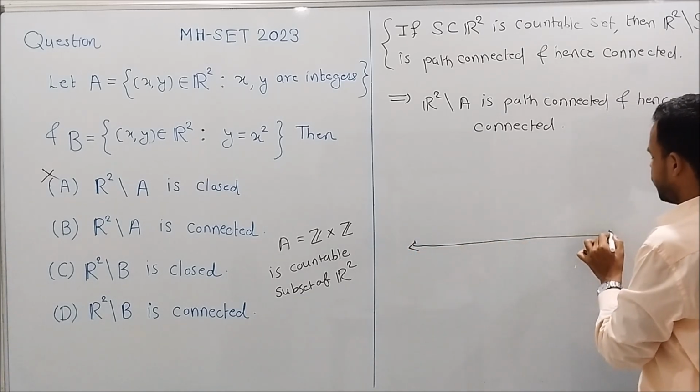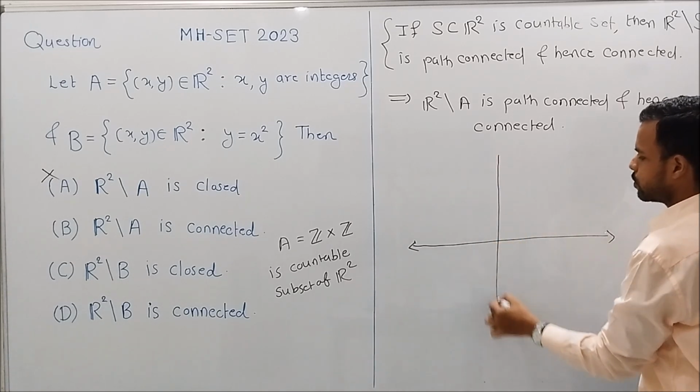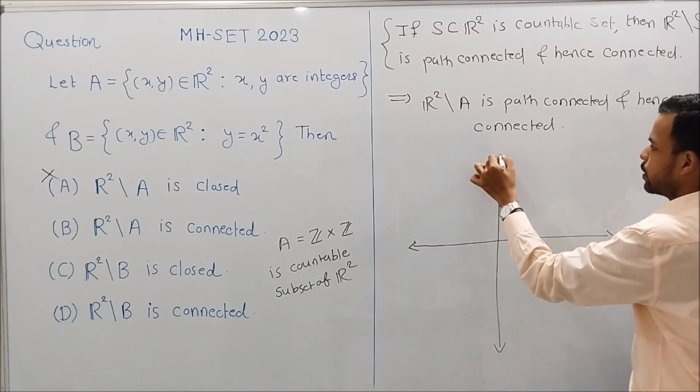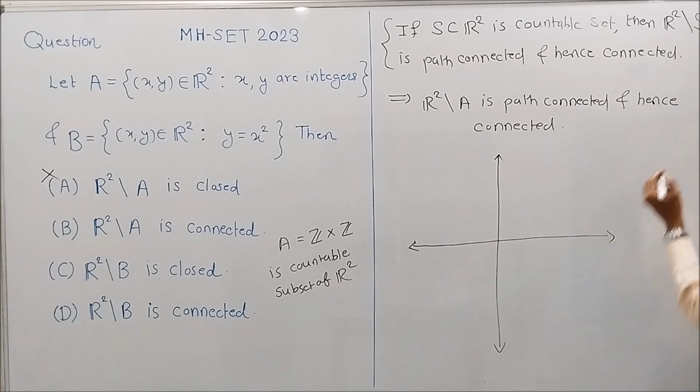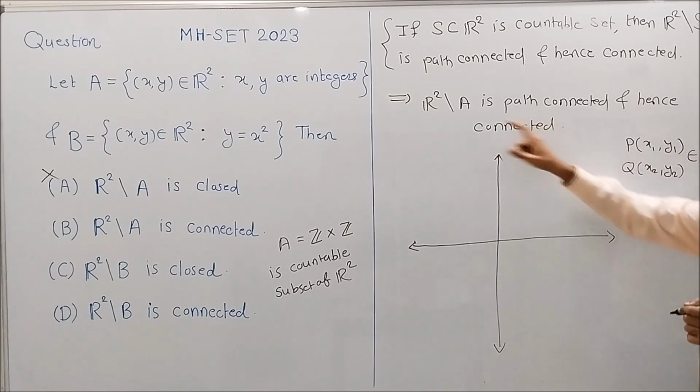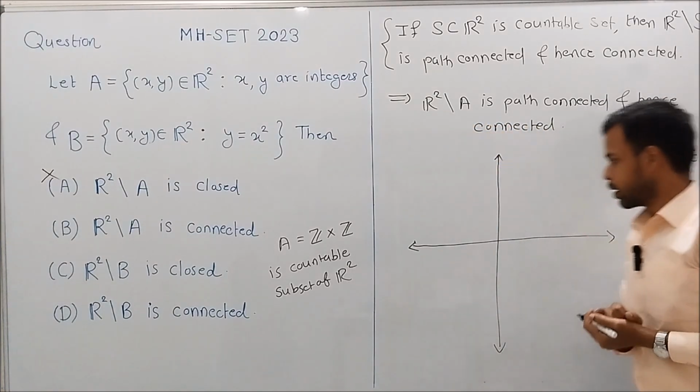Let's draw the xy plane, that is R2. Now let's take point P with coordinates x1, y1 and Q with coordinates x2, y2, and both of these points belong to R2 minus A. Both of these points P and Q belong to R2 minus A.